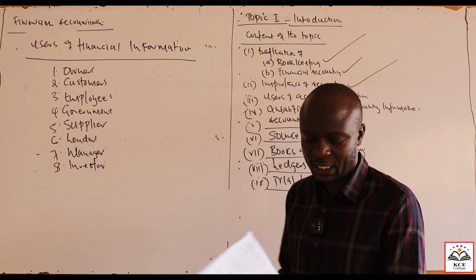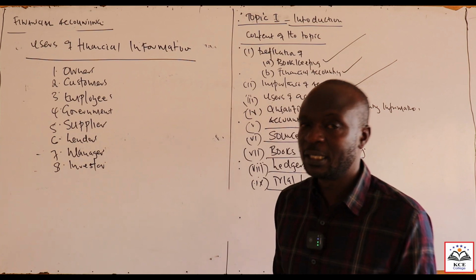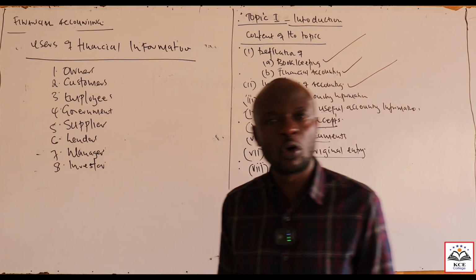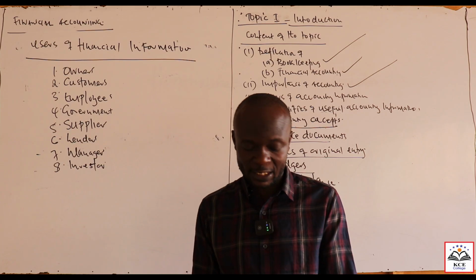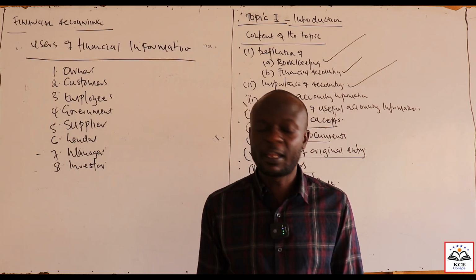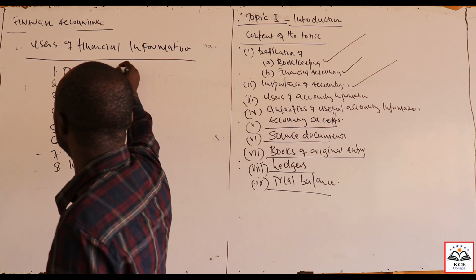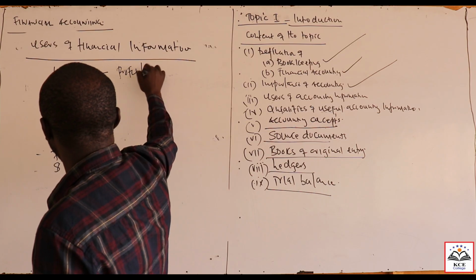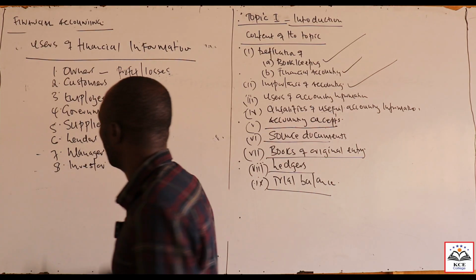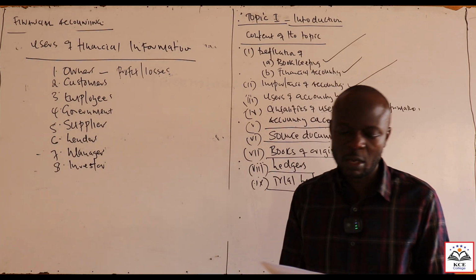So the owners of those particular business entities want to know whether their business is doing well in terms of profit or losses. The only tool that is available to tell them whether their business is making profit or losses is financial accounting. So their point of interest is to know whether the business is making profit or losses. That's the reason why they're interested in financial accounting.